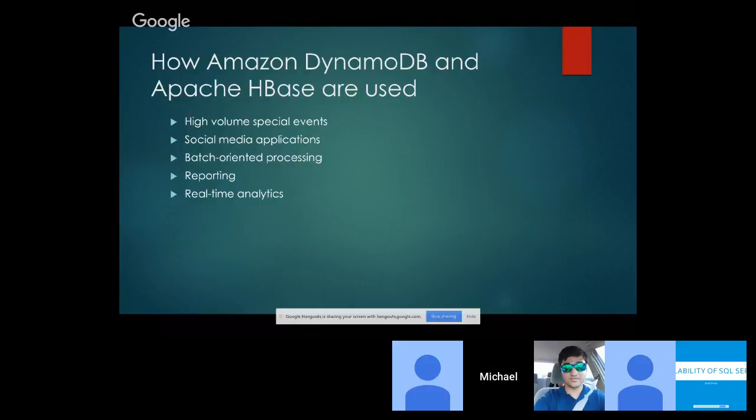There's also batch-oriented processing for large data sets, such as log data, weather data, product catalogs, and large amounts of historical data that you want to maintain for potential historical trends. Reporting as well is the process of reporting on high volume transactional data, such as daily stock market trades. With this, the white paper actually recommends Apache HBase as being the better product over DynamoDB.